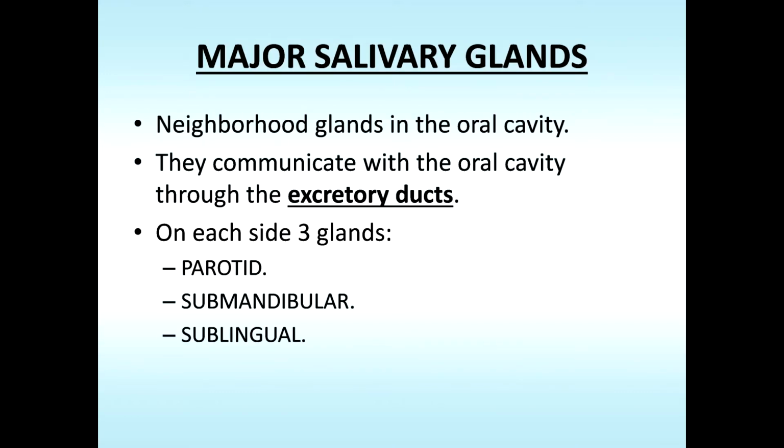Now, let's talk about the major salivary glands. This type of salivary gland, they have a very obvious volume. Two of them will be located outside of the oral cavity, which are the parotid and the submandibular glands, and one of them is within the oral cavity, which is the sublingual. In any case, the three of them use several major ducts to get into the main oral cavity.